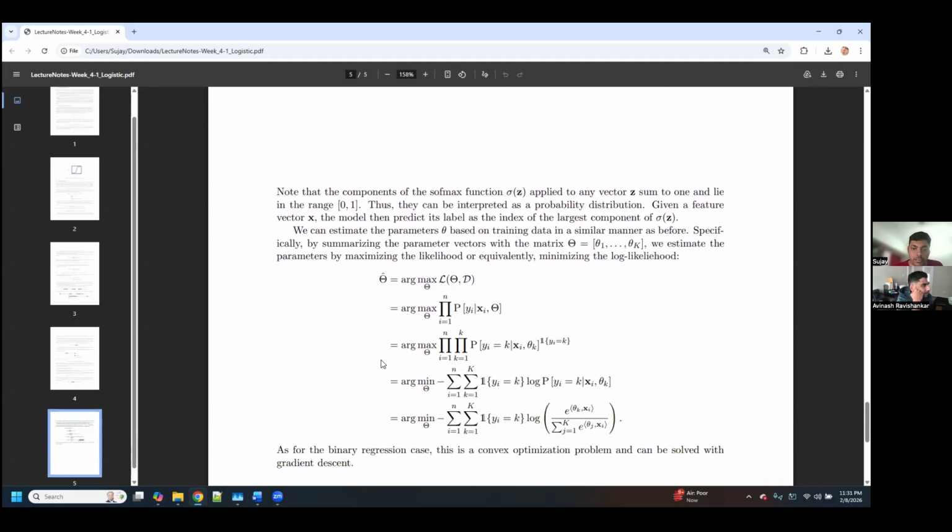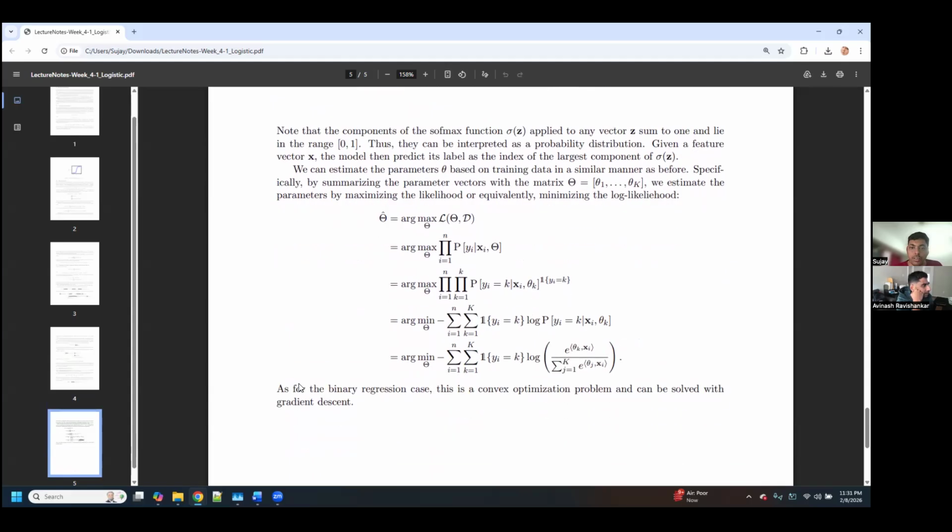So that's basically it. Then you write down the whole maximization problem, and you can prove that this is a convex problem, so you can do gradient descent. In practice, you will leave it to the computer to do the rest. We won't do it by hand.